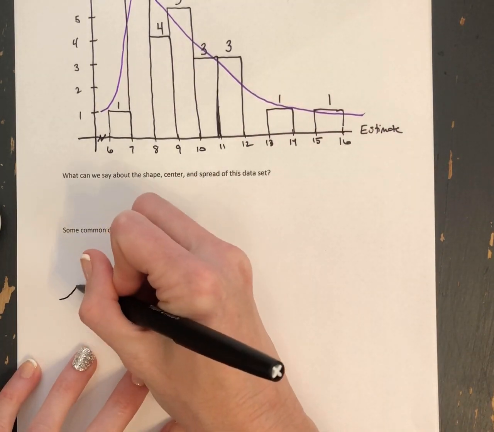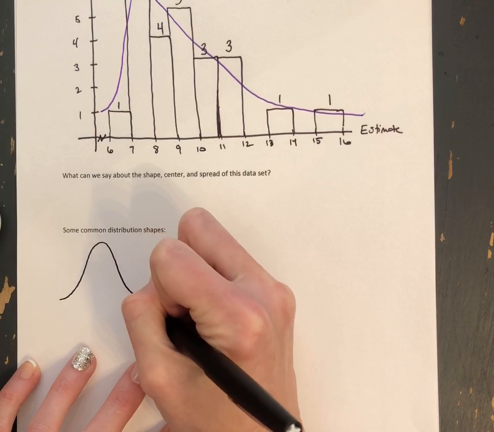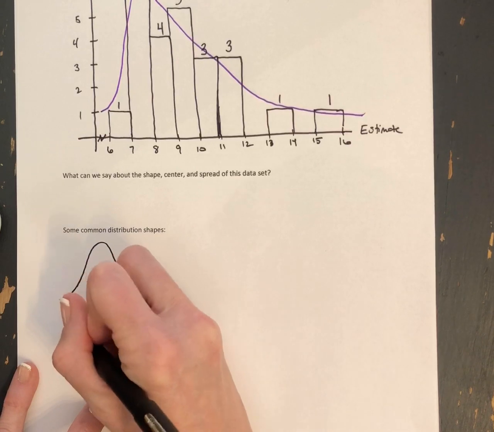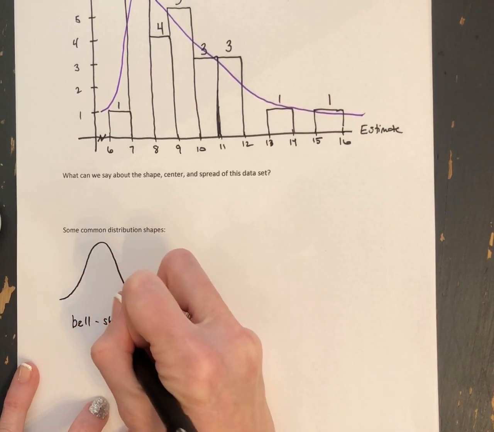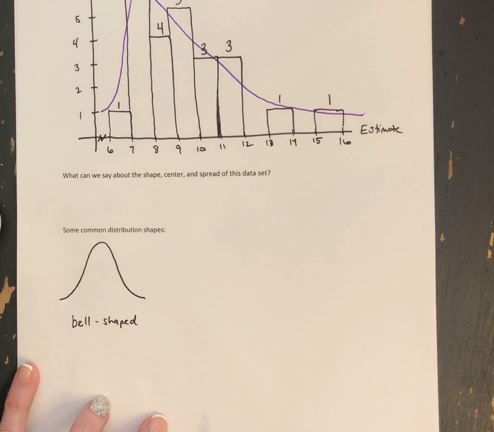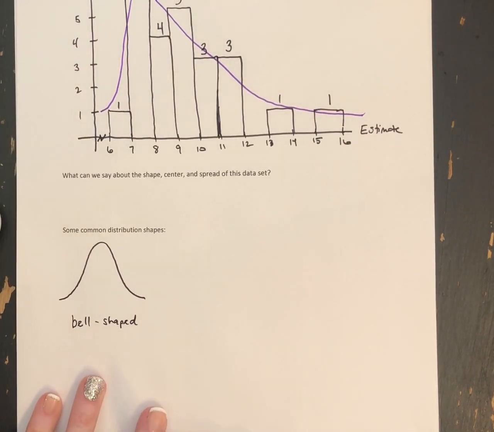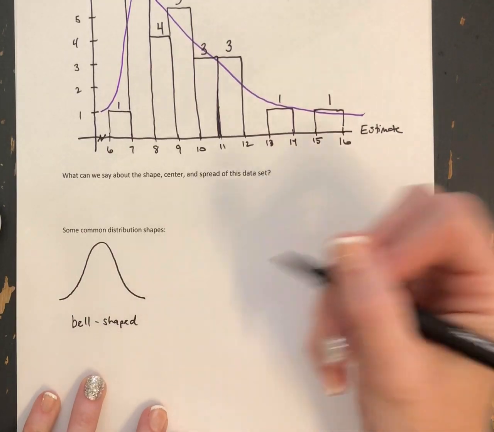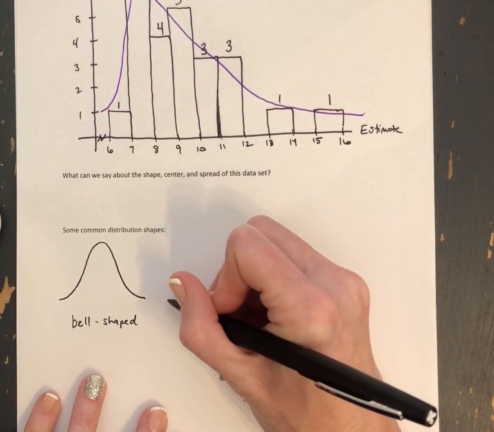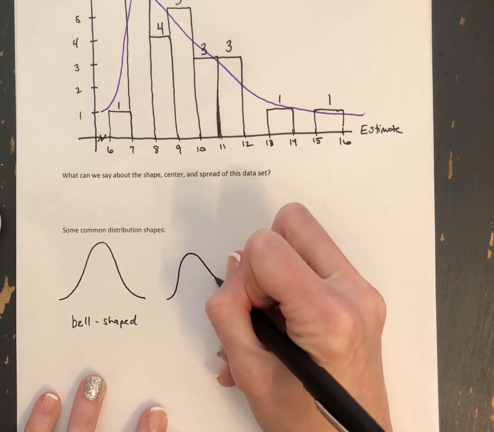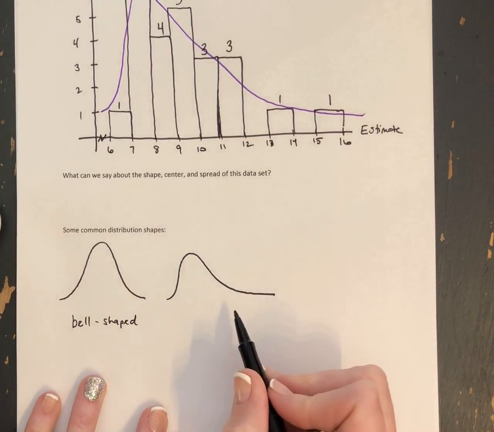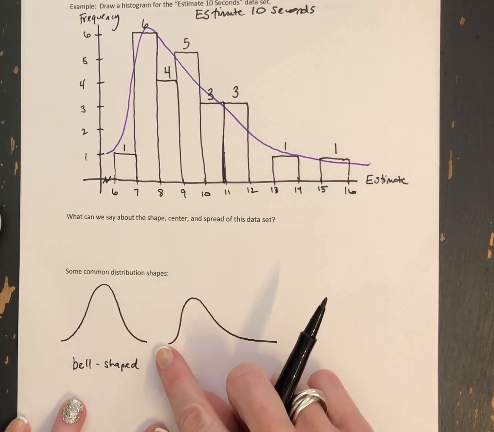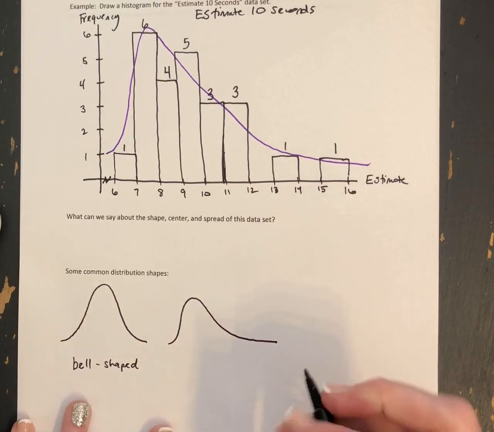And so if we fit a smooth curve to a histogram and it looked something like that, this one is called bell-shaped and ends up being an important distribution as we move through the rest of the course. There are lots of distribution shapes. We're just going to talk about a few. The one that you see in the graph we just did looks roughly like this. So it had a rise, a peak, and then a longer right tail.